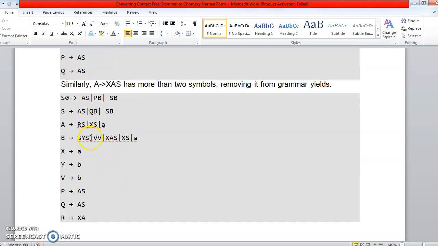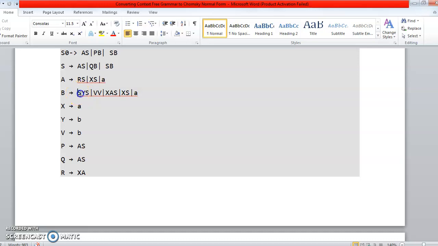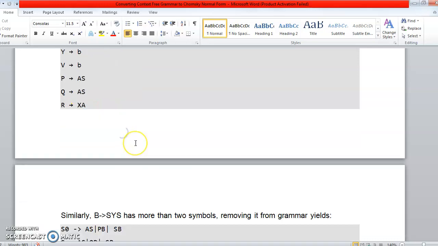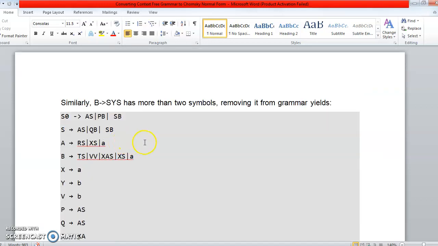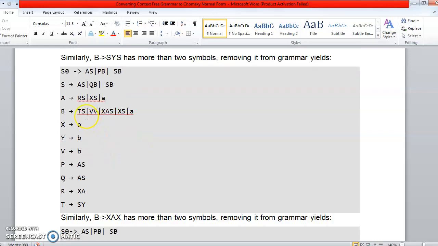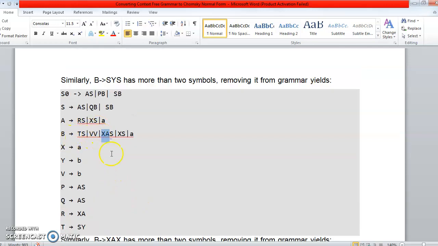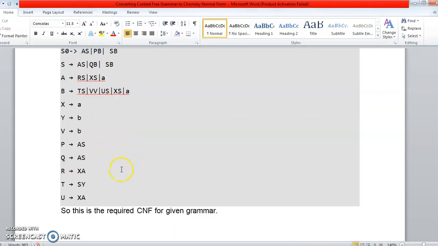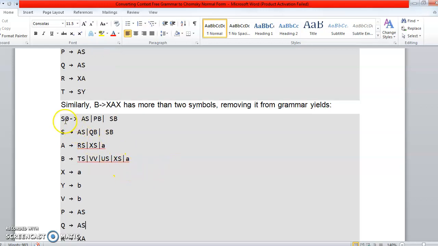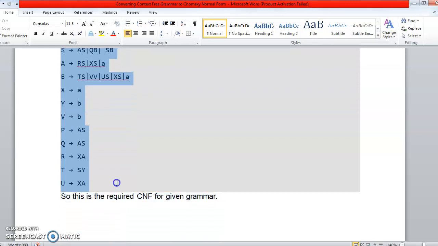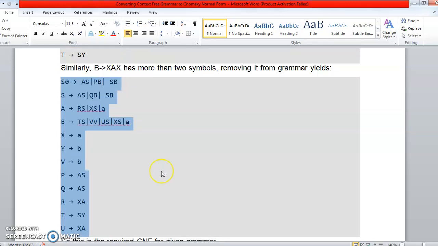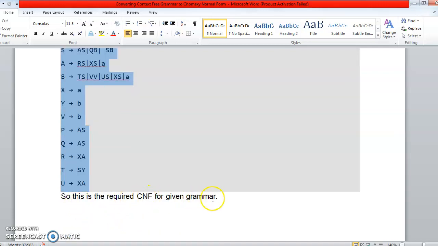So the production rules will be like this. And in the fourth line, SYS, that means XAS, you have to introduce another capital letter as a variable. Here we replace this by T, and T produces SY, and for XAS we use U. So U produces XA, and these production rules at last become the production rules converted from CFG to CNF. This is the production rules we have after so many eliminations, and this is the CNF form. So this is the required CNF for the given grammar.